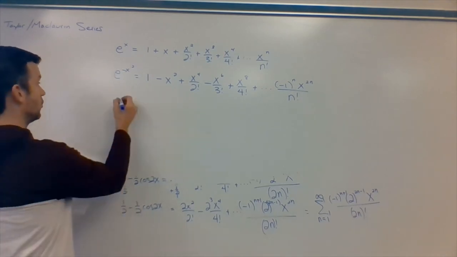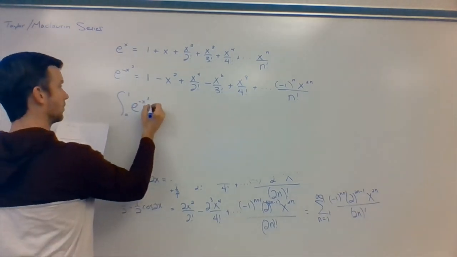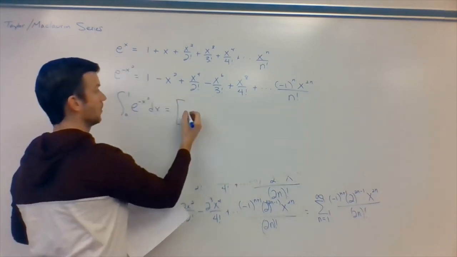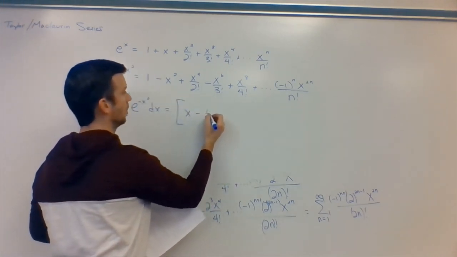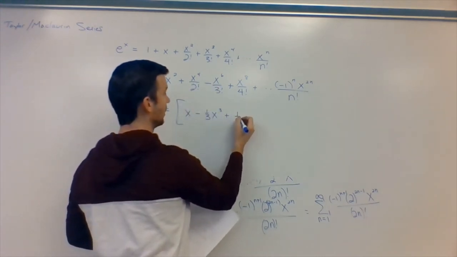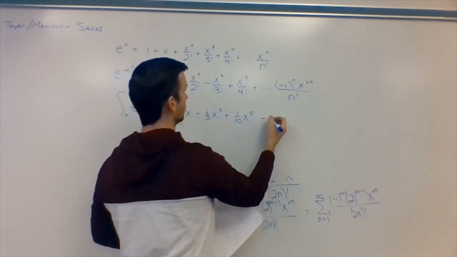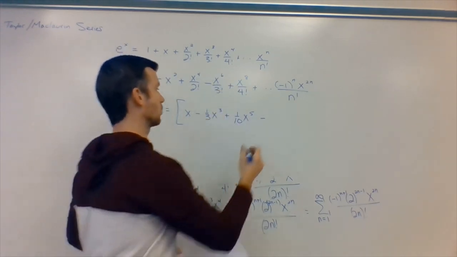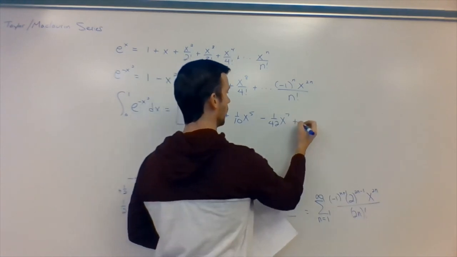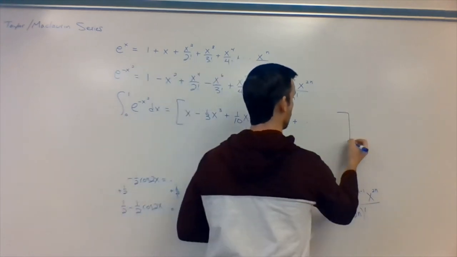This says to integrate that function from 0 to 1. So that's going to be the integral of this. So it's going to be x minus 1/3 x cubed plus 1/10 x to the fifth, because I'm dividing by 5, minus, so it's going to be 7 times 6, 1/42 x to the 7th plus, I'm going to keep going. Now I don't exactly know how far I'm going to go.